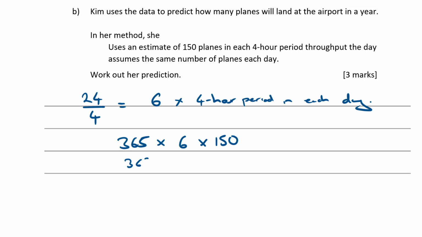So 365 times 900. So I can just do 365 times 9 and add a couple of zeros on the end. Then 365 times 10 would be 3,650. So if I take 365 away from that, 3,650 take away 365, that's 3,285 with another couple of zeros on the end. So I make that 328,500. So 328,500 is my answer.